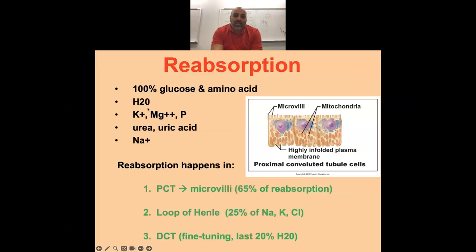All right. So we reabsorb water here. We have our potassium, magnesium, phosphorus, phosphate, urea, uric acid, and sodium. So PCT is our big player for reabsorption. Why? Because he has microvilli. We'll see in the loop of Henle, we'll reabsorb sodium, potassium, chloride through transmembrane proteins. And then DCT, he's the fine tuner. He just tweaks it the last little bit, pulls in water, him and the collecting duct. That's really all their claim to fame is.